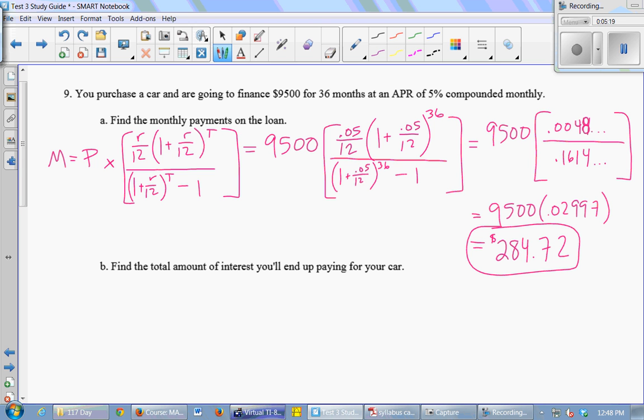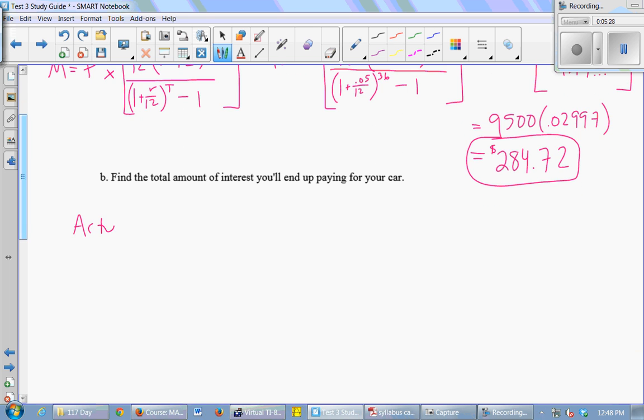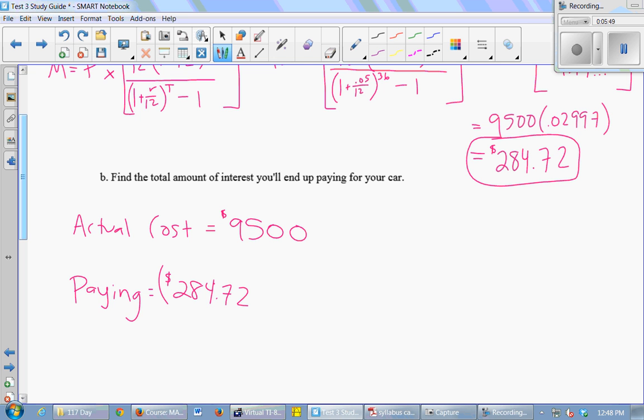All right, and then for part B, we're supposed to figure out the total amount of interest I'm going to pay for this car. So my actual cost is $9,500. If I could hand them $9,500 today, I wouldn't have to pay any interest. I could have the car and walk away. But what I'm paying is $284.72 per month for 36 months.